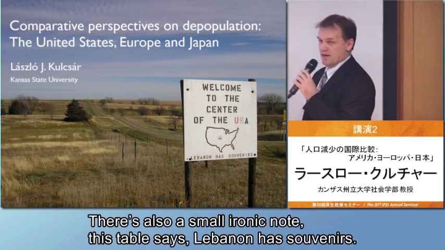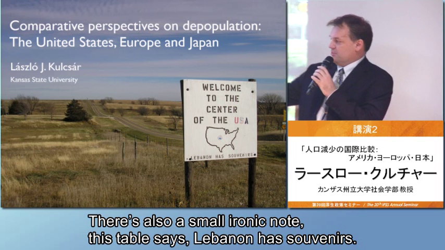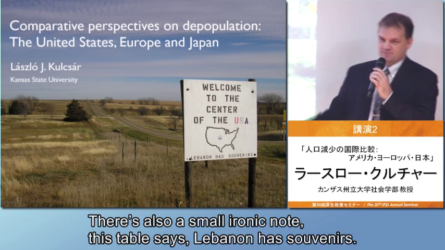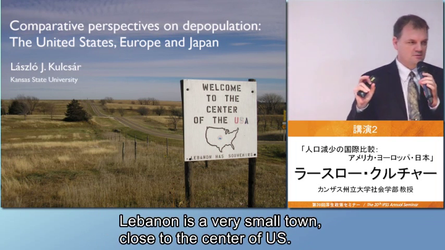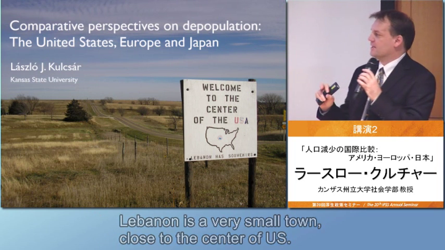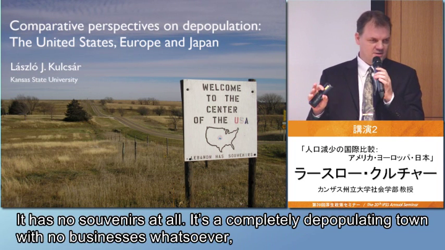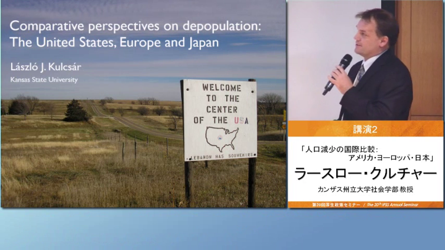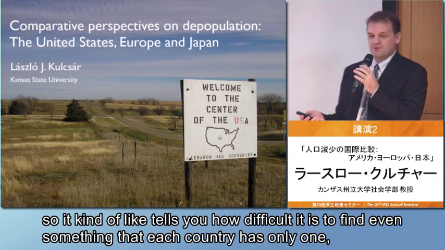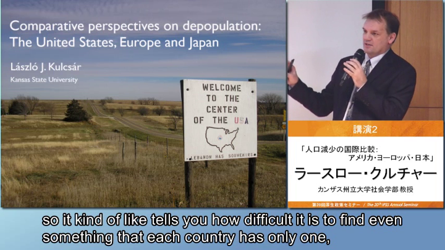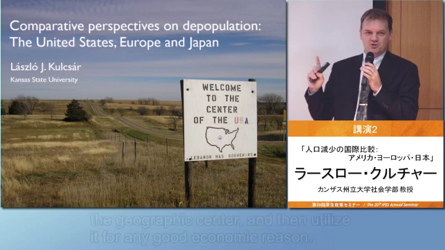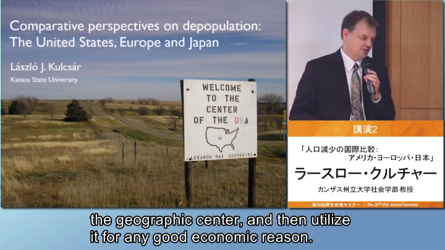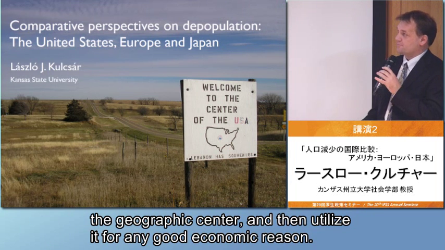There's also a small ironic note. The table says Lebanon has souvenirs. Lebanon is a very small town close to the center of the US. It has no souvenirs at all. It's a completely depopulating town with no businesses whatsoever. So it tells you the story of how difficult it is to find even something that each country has only one of, the geographic center, and then utilize it for any good economic reason.